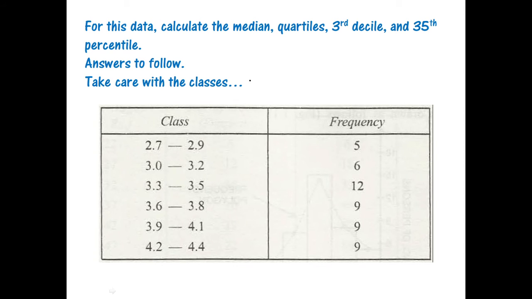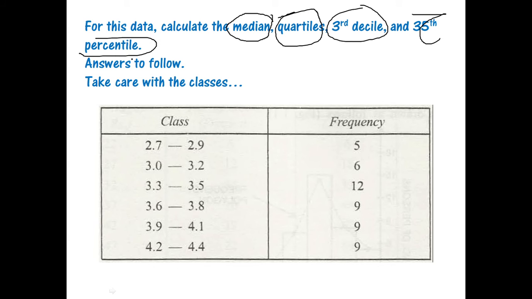So here you have another question to try. Answers follow, not solutions. So if you try the questions and your answers don't agree, then please do query it. So you're calculating median, quartiles, third decile and 35th percentile for this data. And as it says, take care with the classes, because these classes don't meet up. You have to make them meet up. So for instance, this class goes from 2.95, not 3, and it goes up to 3.25. Okay, pause now and try it.